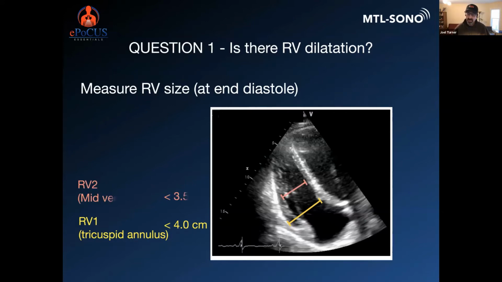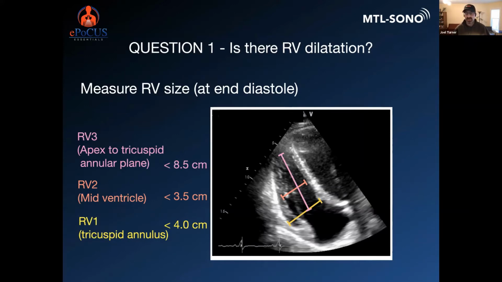If you climb up to the mid-ventricle, and again, this is always at end diastole when the ventricle is at its largest, just before it contracts, the mid-ventricle should always be less than 3.5 millimeters. And the final measurement is from the apex all the way down to the annular plane where the tricuspid valve is, and this should always be less than 8.5 centimeters. So if these measurements are much larger, then you are already questioning whether there is actually some RV dilatation.